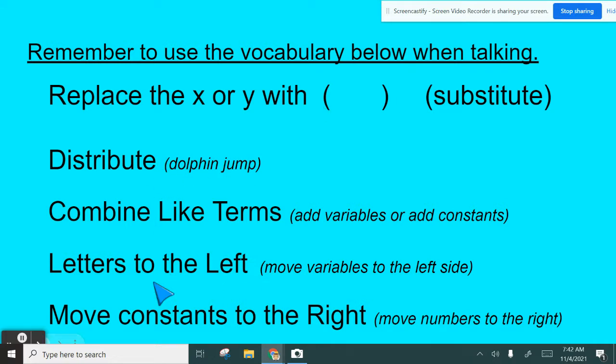Distribute like terms, letters to the left. You know this is coming into play for sure. The last two problems. And then constants to the right to isolate the variable. All words I want to be hearing, okay? Now, first problem. Are you ready?